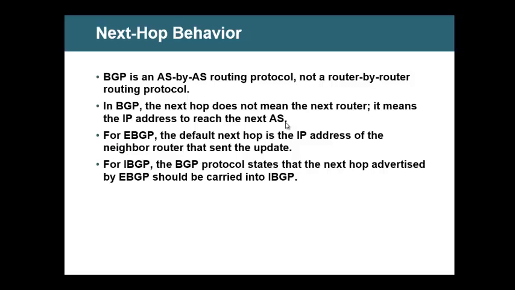Fine. Now, BGP is an autonomous system by autonomous system routing protocol. In BGP, the next hop does not mean the next router or next router's address. It means the IP address to reach the next autonomous system. For eBGP, the default next hop is the IP address of the neighbor router that sends the update. How do you send and receive updates? If you are sending and receiving updates using the loopback interface address, that is what is going to be your default next hop address.